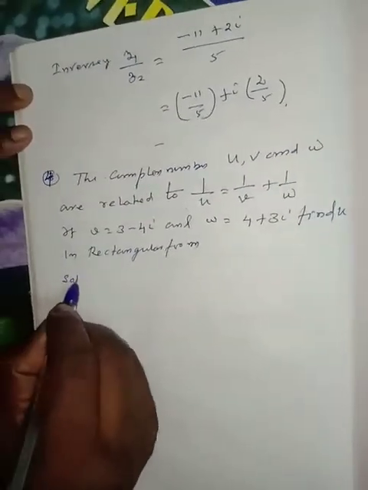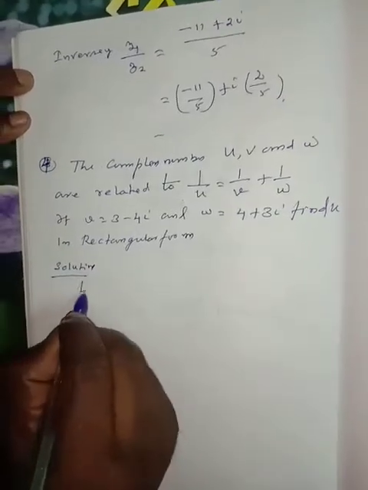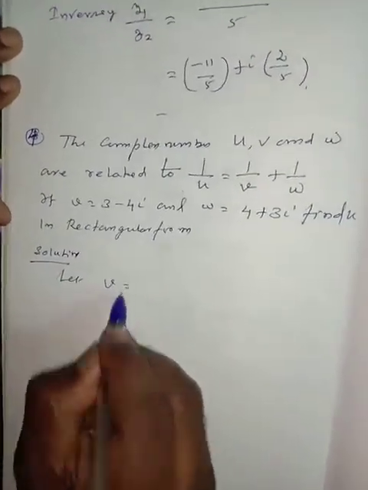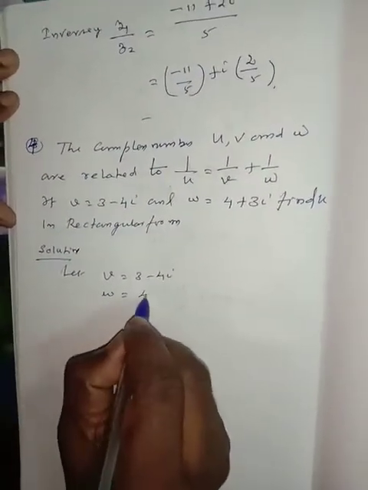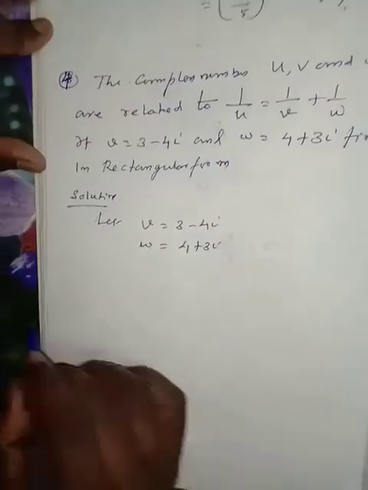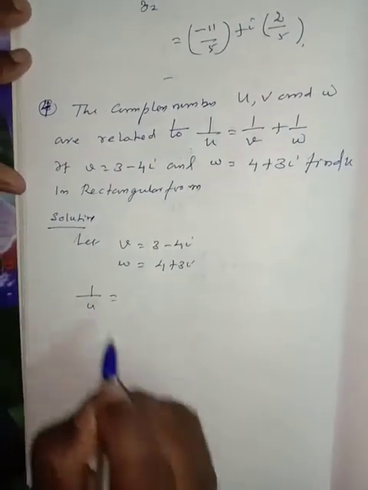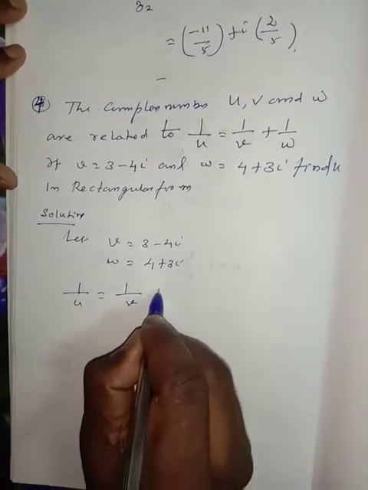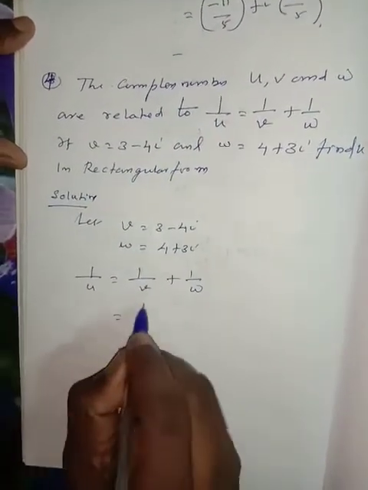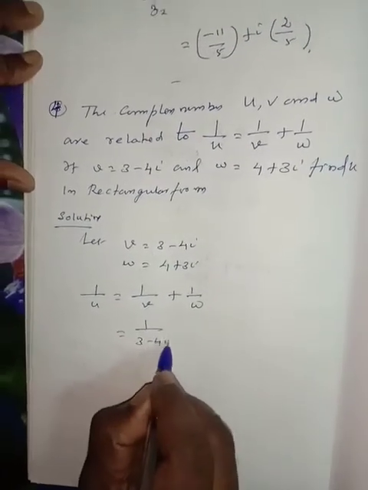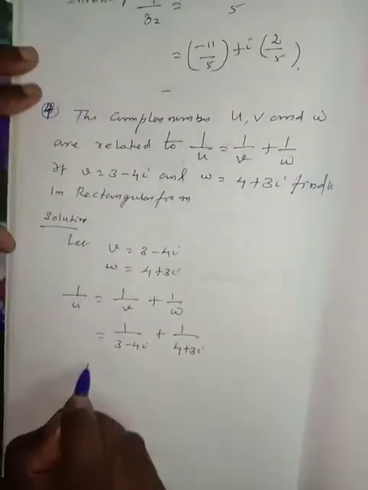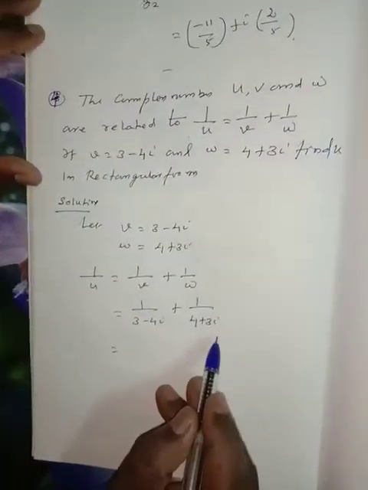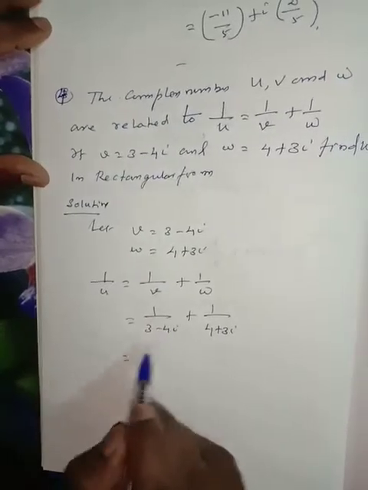Solution: let v is equal to 3 minus 4i, w is equal to 4 plus 3i. The relation is 1 by u is equal to 1 by v plus 1 by w. 1 by v is 1 by 3 minus 4i, plus 1 by 4 plus 3i. Now 1 by a complex number, so multiply numerator and denominator by the denominator's conjugate.